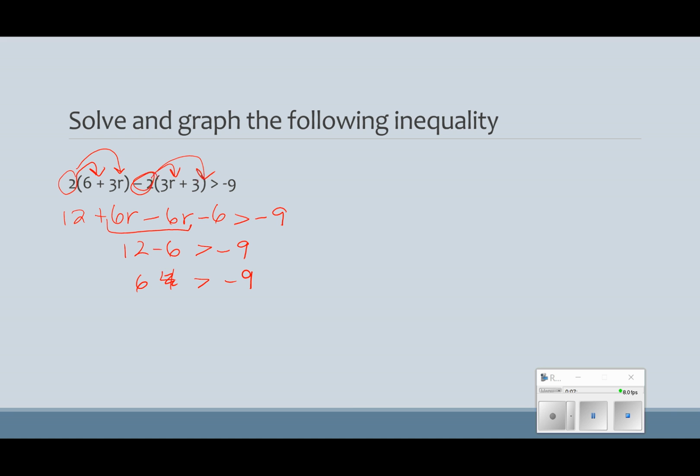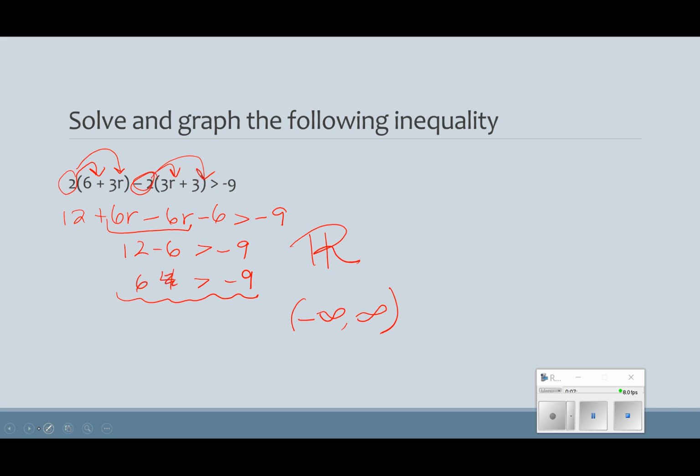Now think back to when we studied equations. Whenever we had a statement that was false, it meant that there's no solution. Whenever we have a statement that's true, it means it's all real numbers. So 6 is always greater than negative 9, so our solution would be all real numbers. And in interval notation, that's just negative infinity to infinity.